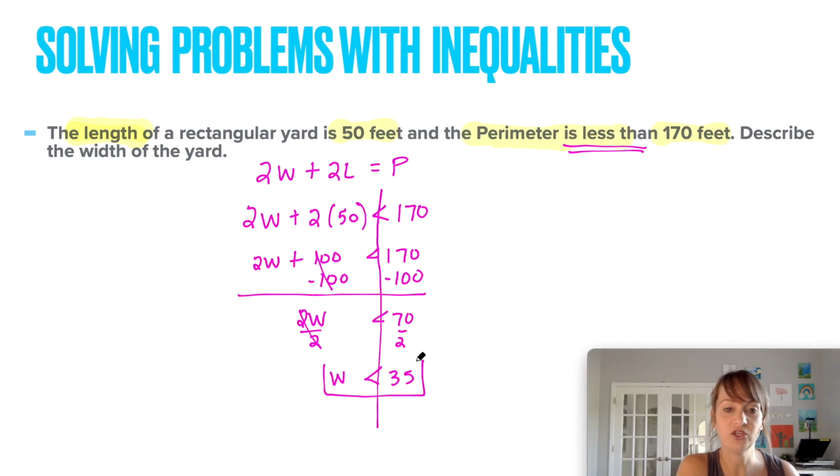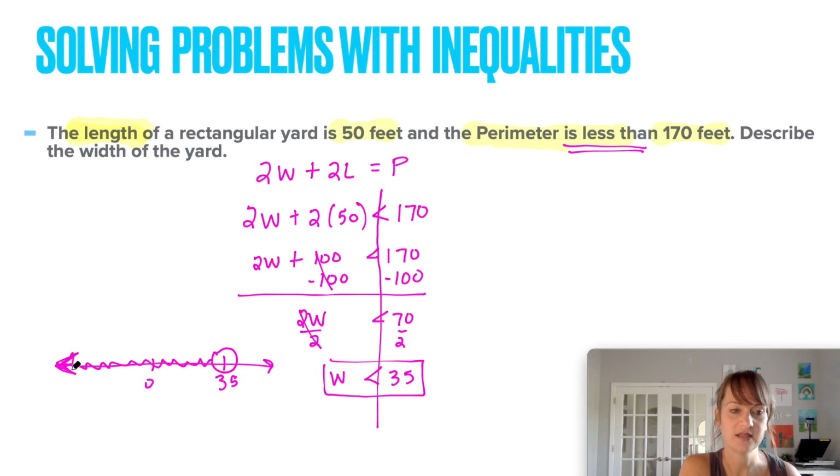Normally, at this point, you would be done. That's it. The width has to be less than 35 feet. However, you have to understand that this is a real world connection. So if you were to graph this, here's 35, here is 0, here's the number line. W has to be less than 35 feet, correct? But think about this in the real world. The width cannot be a negative number. You can't have a negative amount of fence.